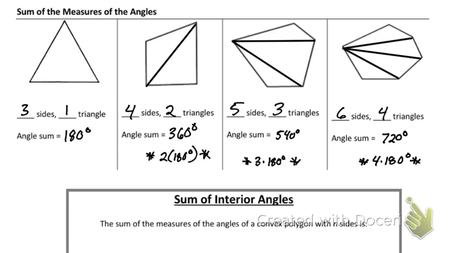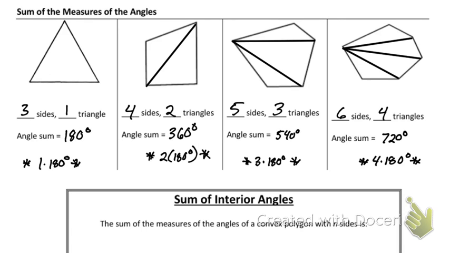I just want to note something, because this is pretty big. This is going to be a huge thing that you're going to use over and over and over, so pay attention. 3 sides is 180 degrees. In other words, 1 times 180 degrees. 4 sides is 2 times 180. 5 sides is 3 times 180. 6 sides is 4 times 180.